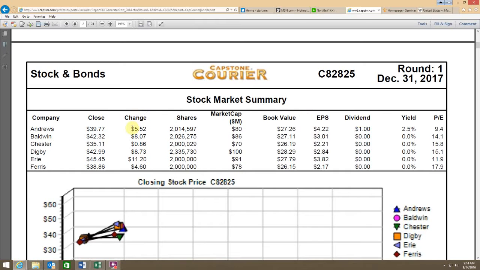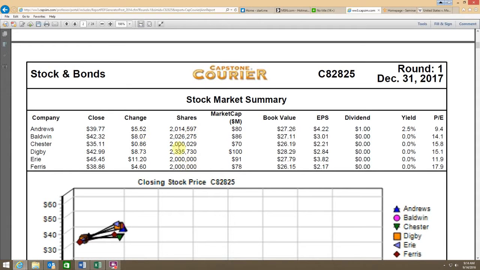I come to the stock market summary. Now, you all started at the same price. Okay, we see that we had a nice change. Team Andrews, even though it had the biggest profit, its change in its stock price was fourth best. It's kind of interesting, isn't it?